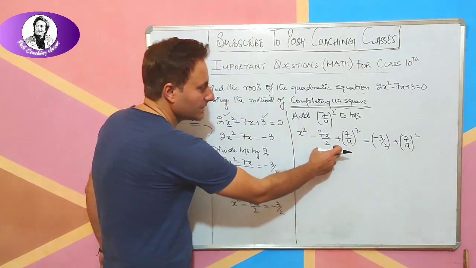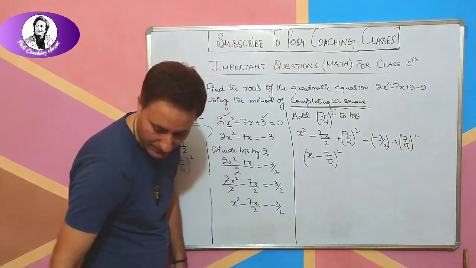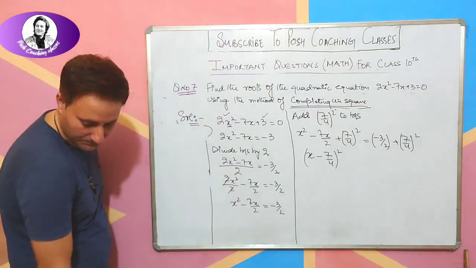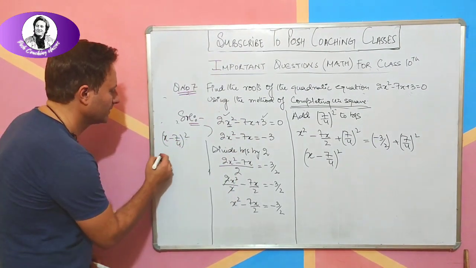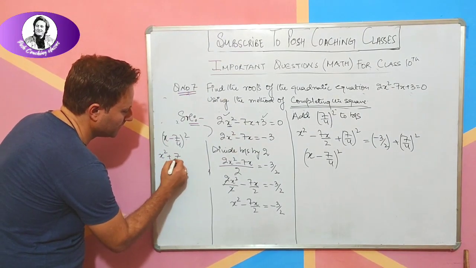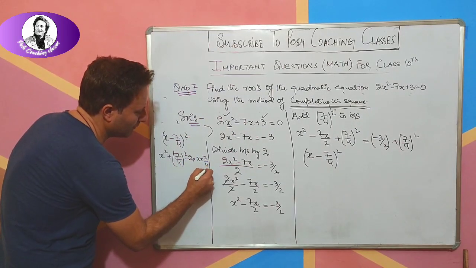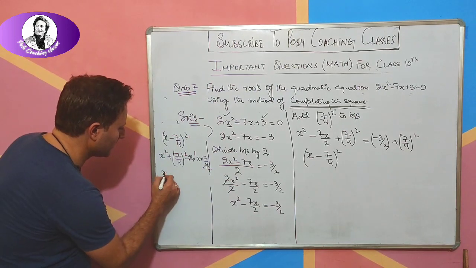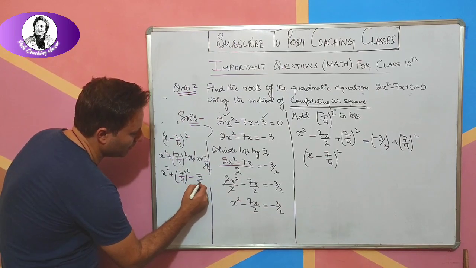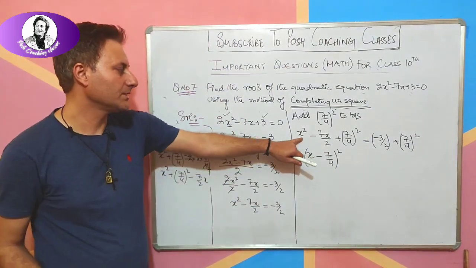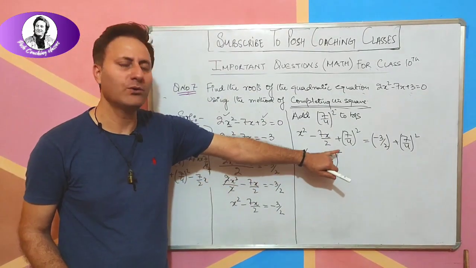Now this thing I will write as x minus 7 upon 4 whole square. Now let's see what it is actually. If I expand x minus 7 upon 4 whole square, it becomes a square plus b square minus 2ab. a is x and b is 7 upon 4. 2 ones are 2, so this is x square plus 7 upon 4 square minus 7 upon 2x. If you see, this and this are exactly the same. So that's the reason I have written x minus 7 upon 4 whole square.